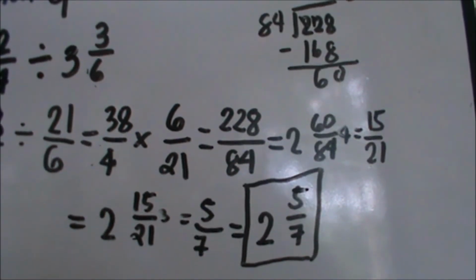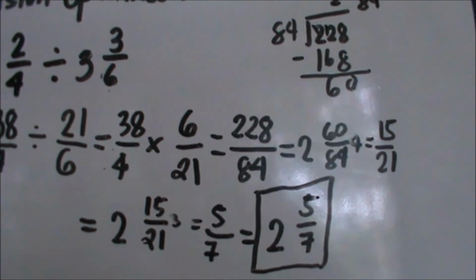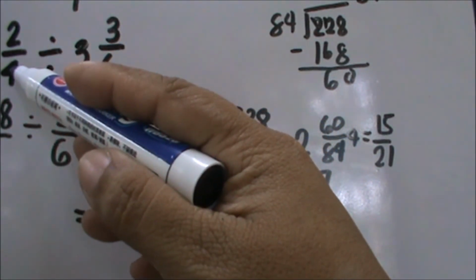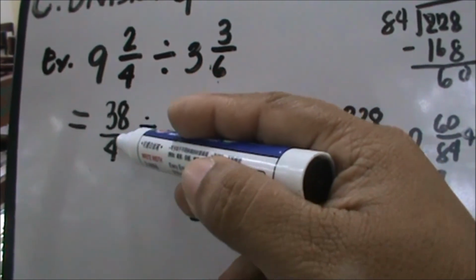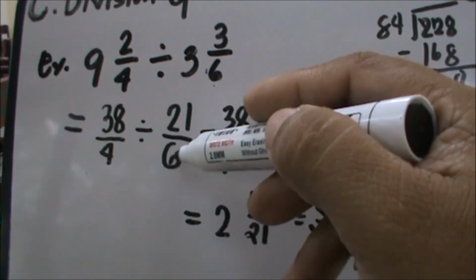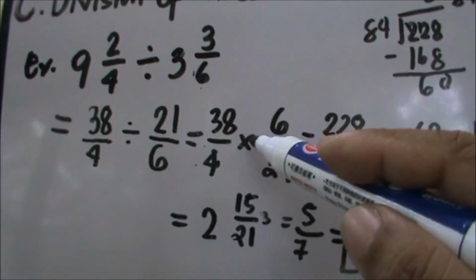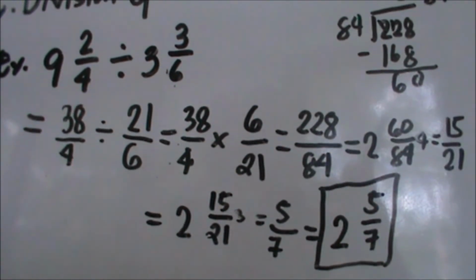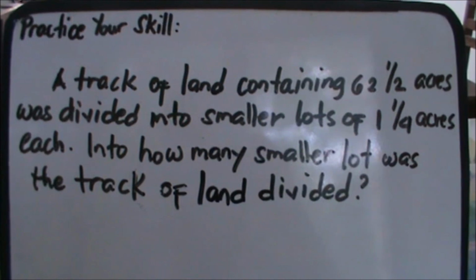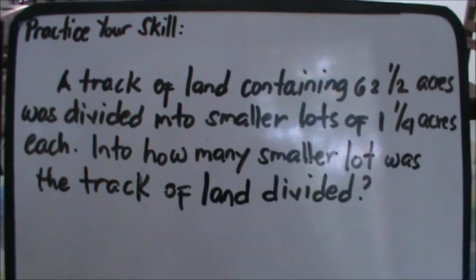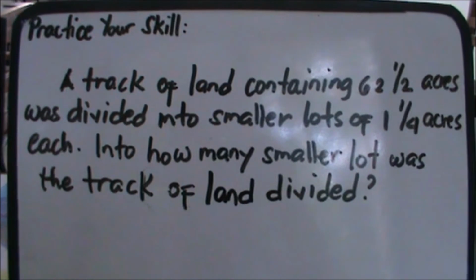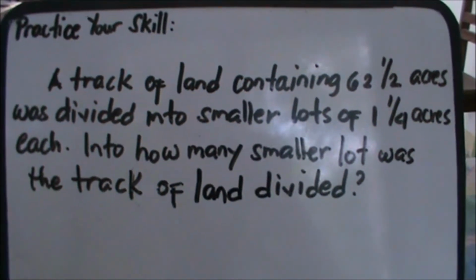So that is how you perform division of mixed numbers. Always remember, change the mixed numbers into improper fractions, and then change the divisor into its reciprocal, and then proceed to multiplication. Now it's time to practice your skill. A tract of land containing 62 1/2 acres was divided into smaller lots of 1 1/4 acres each. Into how many smaller lots was the tract of land divided?